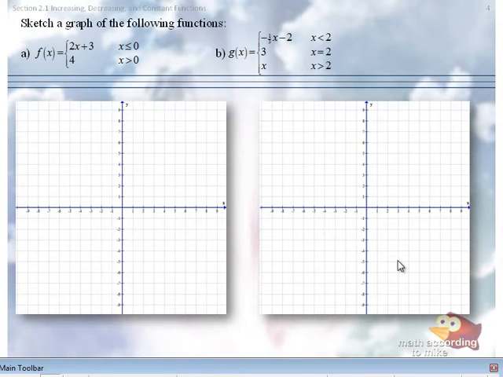So what this notation says is the function is equal to 2x plus 3 only for the x's that are less than or equal to 0. Well, notice that's right here.